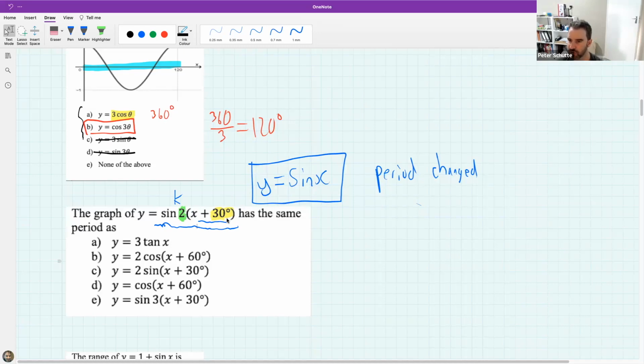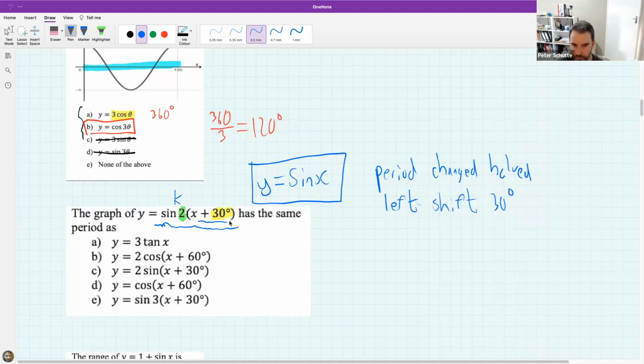Mesh has put some good stuff in there. Neo has got some good stuff. Tandeka: the plus 30 is a shift or horizontal shift. And in this case, it's a left shift by 30 degrees. So the horizontal shifts always work the other way around. So this is a left shift of 30. And the period is changed with the 2. And we say the period has been halved. So really what happened is the period was halved and it shifted 30 degrees to the left.